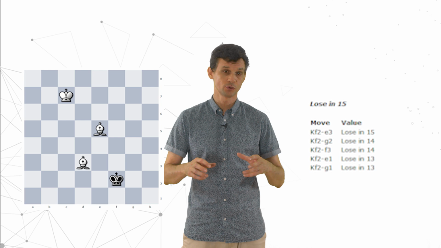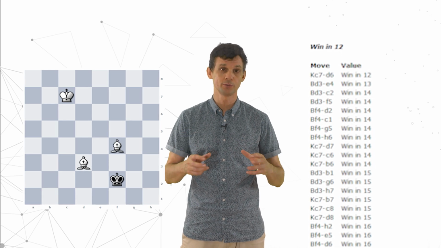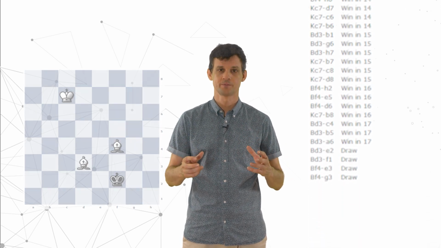Connect 4 is strongly solved. The first player can always force a win. In checkers, either player can force a draw with a perfect play. Checkers is also the largest board game that has been solved so far. Chess, as a game, has not been solved at this point. However, several endgames, when there are only some pieces remaining on the board, have been solved.